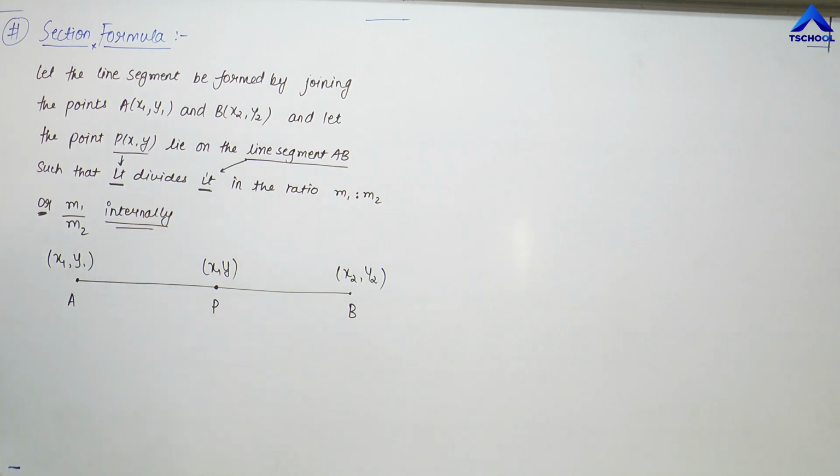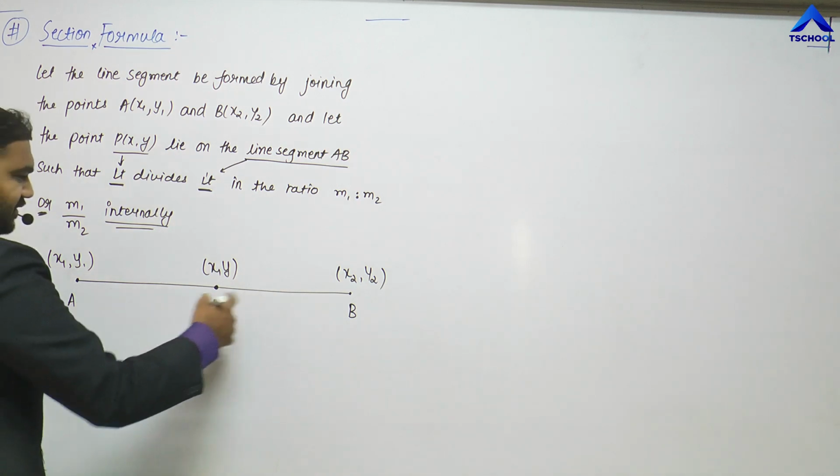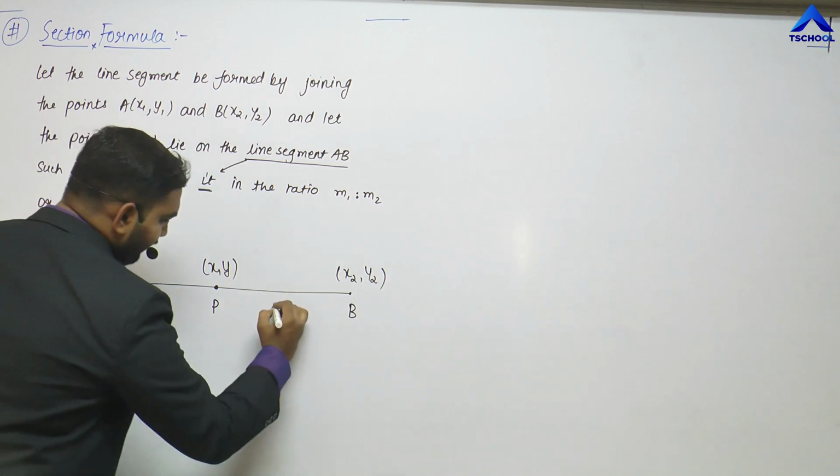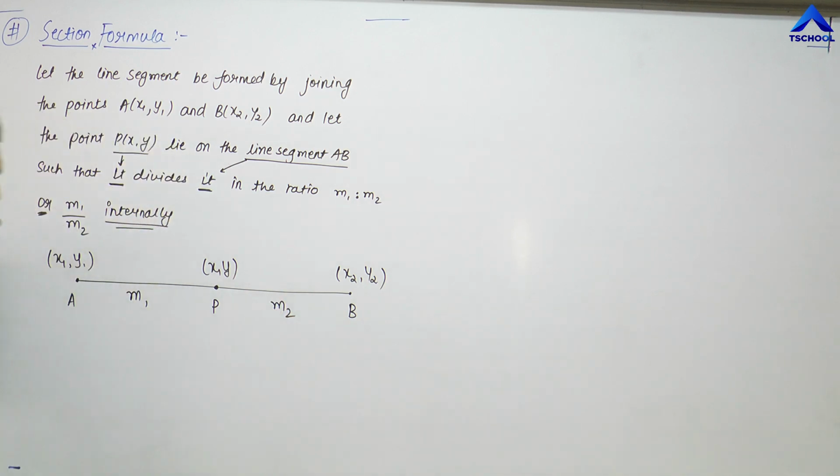internally, friends. Why internally? Internally means that the point lies in between A and B. So here, if this divides in the ratio m1 is to m2, then this would be m1 and this would be m2, right? Is this thing clear? So this is the situation, and this situation is here described on the line segment AB, right?